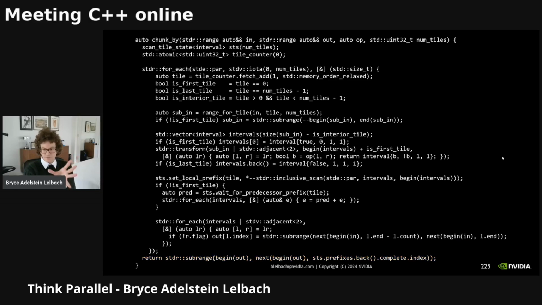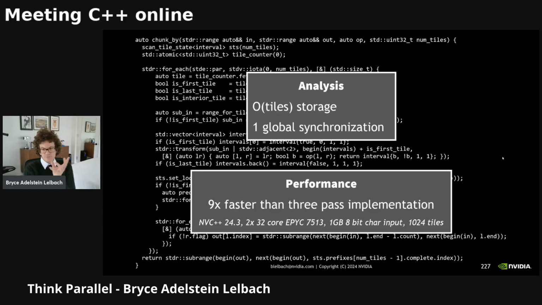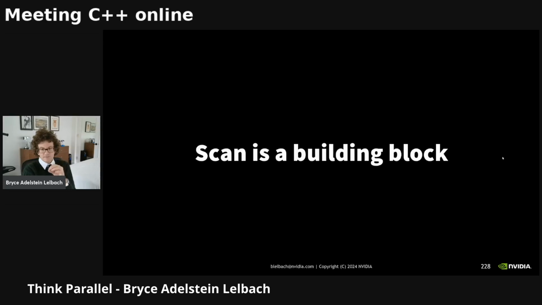And that's all there is to it, a parallel and scalable single pass chunk by algorithm. It only needs O of tiles storage and a single global synchronization. And in my testing, I saw it would be about 9 times faster than that 3-pass version that we saw before. So these are just a few examples of what we can build with scan and decoupled lookback mechanisms. They can be used to solve all sorts of problems such as summing, counting, filtering, searching, sorting, and many more.